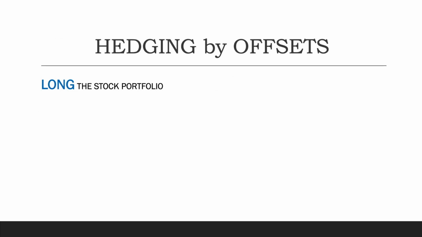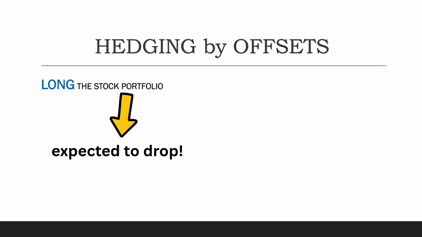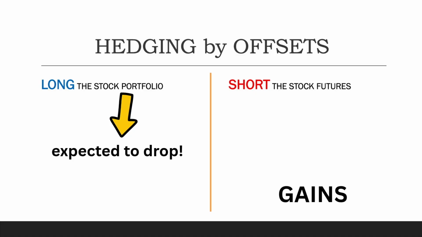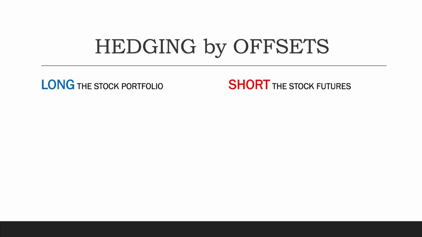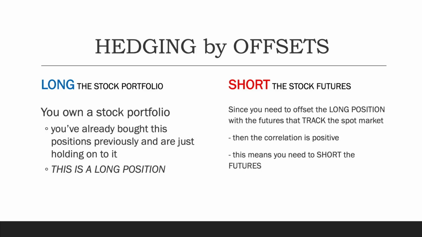Going back to the problem, if your stock portfolio is expected to drop and it matters what the S&P 500 might do, then what you can do is short the S&P futures so that any gains in the futures market will offset the drop in the spot market. Long the spot, short the futures. Remember our previous videos that a short is akin to selling? So instead of selling portions of your stock position in the spot market, you sell or short the futures instead.